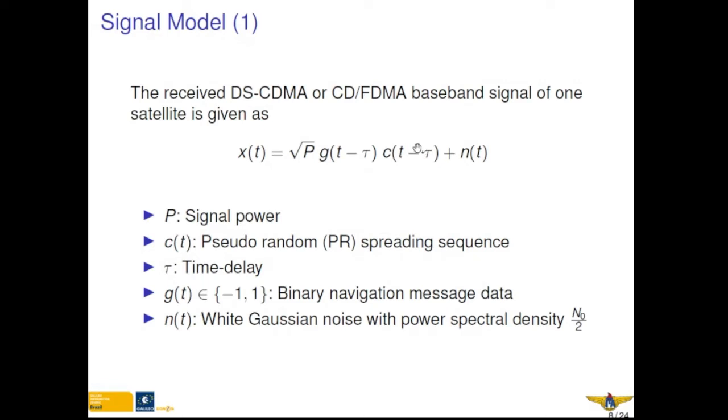And we also have the pseudo-random spreading sequence. This is the sequence that helps us to separate the signals at the receiver. And we also have some noise here, white Gaussian noise with power spectral density of N0 half.